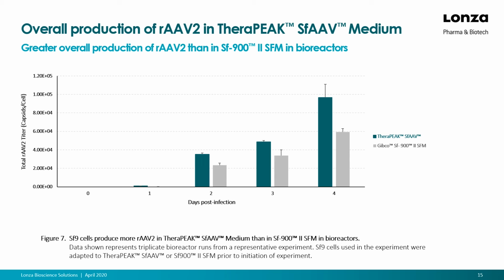And as you can see, with TheraPEAK SfAAV media, the production of total AAV particles was greater than when you use SF902 media. Each day, the difference in productivity between TheraPEAK SfAAV medium and SF902 grew bigger and more significant. We also looked at the proportion of virus in the cells versus in the supernatant.